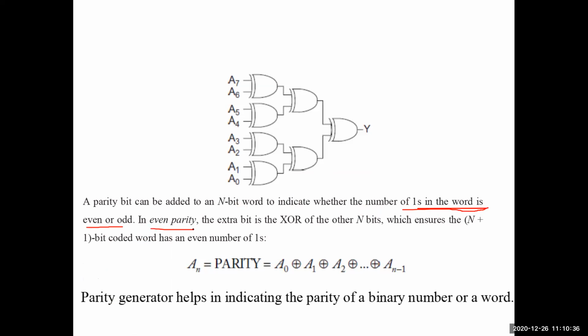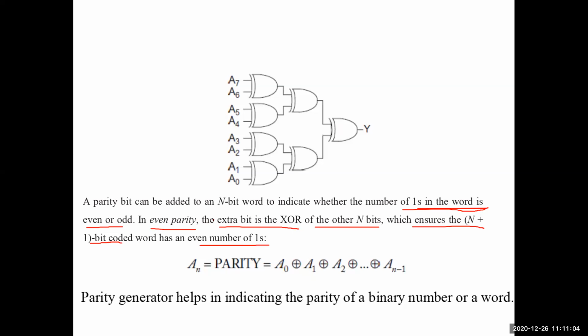In even parity, as I told, an extra bit is added to the XOR gate. In the coming slide you will see how the extra bit will be added to the XOR gate of the n bit number. Then that will ensure an n plus 1 bit code. So that will give us an n plus 1 coded number, and we can say that it has an even number of ones.